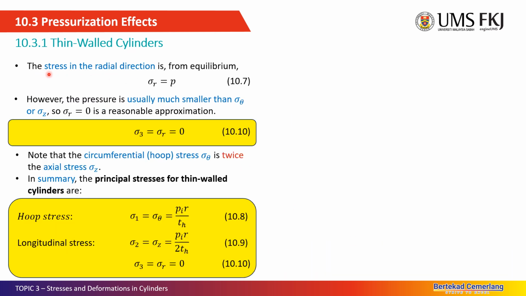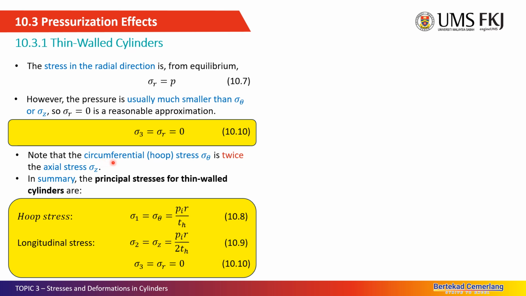So this is another one: the stress in the radial direction, from equilibrium. The radial stress is equivalent to P, the pressure. However, the pressure is usually much smaller compared to the tangential stress and also the stress in the z-axis. So we find that the radial stress is equivalent to 0. It is a reasonable approximation. So we found that stress 3, the radial stress, is equivalent to 0.